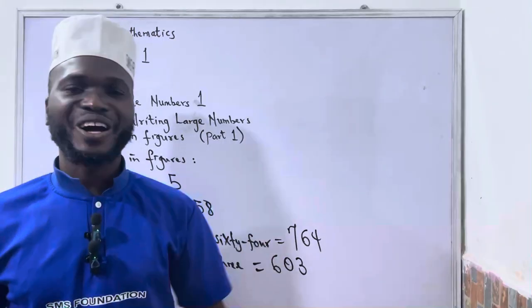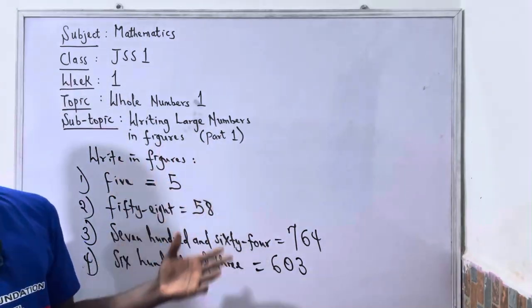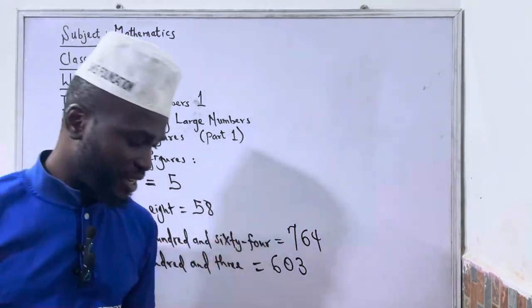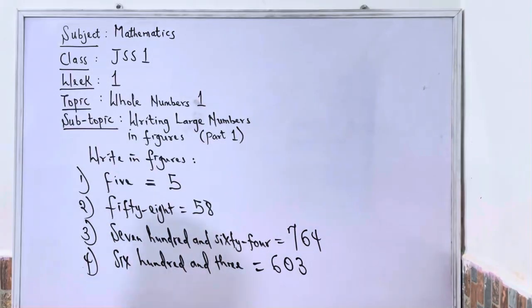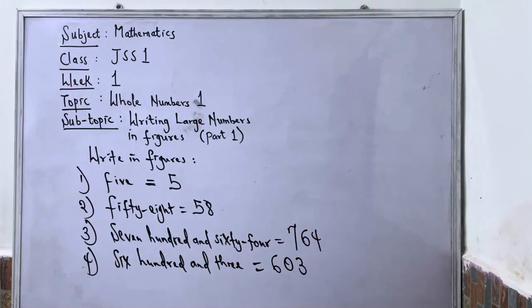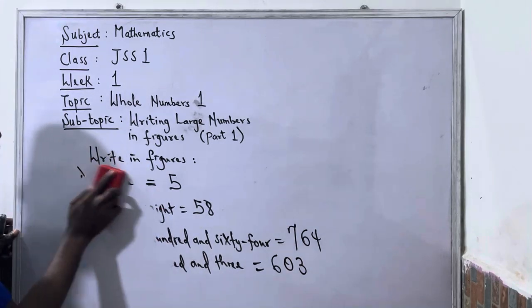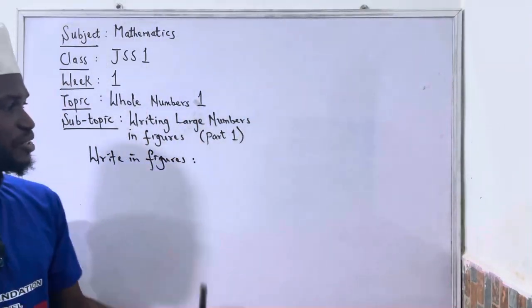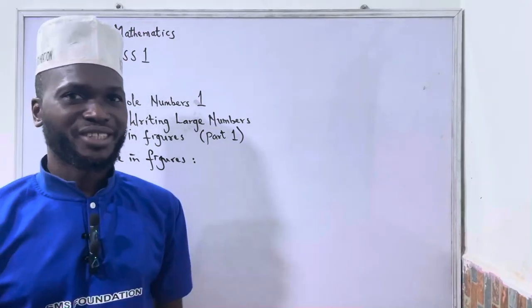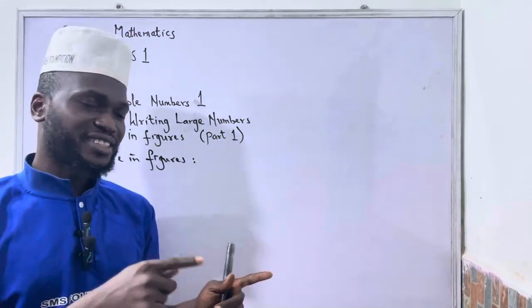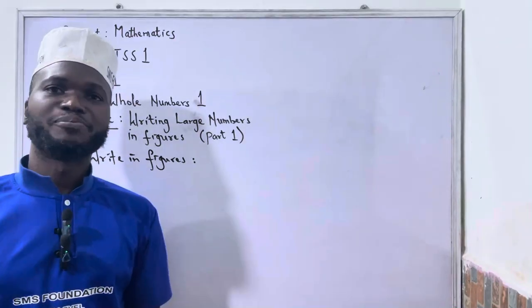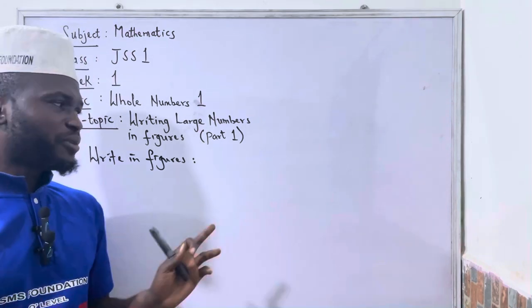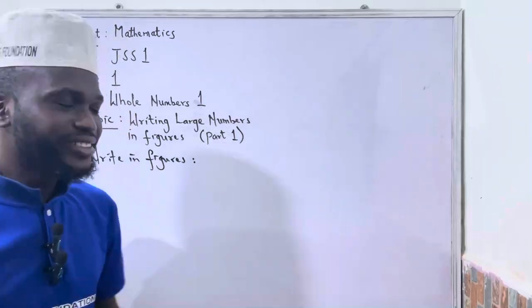So when you start going higher in writing numbers in figures, how do we do it when the numbers are growing bigger? When numbers are growing bigger, you need to be very careful when writing numbers in figures. I must tell you that writing numbers from words to figures is more difficult than writing numbers from figures to words. But mind you, with the way I will teach it, you are going to clearly understand it.